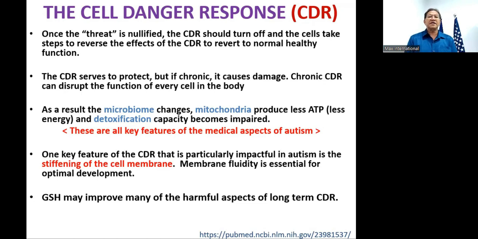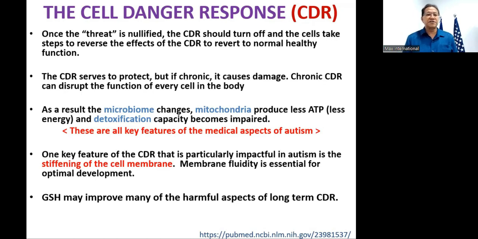The problem is if whatever causes it, for example oxidative stress or inflammation, is continuous. It's just like in life, when we talk about chronic inflammation. Inflammation alone, everybody can have. It's chronic inflammation that is harmful. Same thing, chronic oxidative stress and chronic inflammation cause chronic CDR. So the CDR serves to protect, but if chronic, it causes damage.